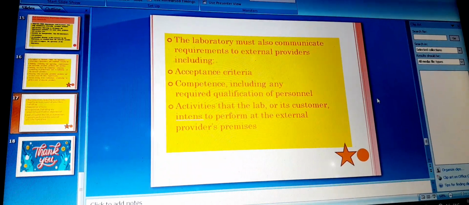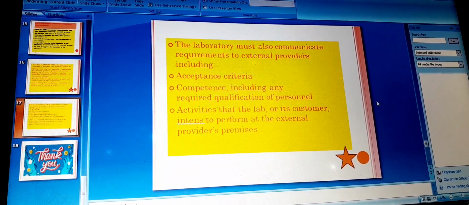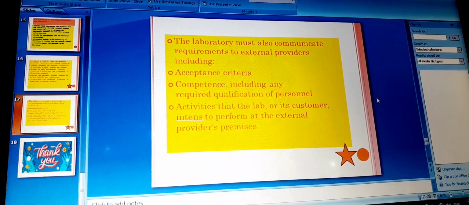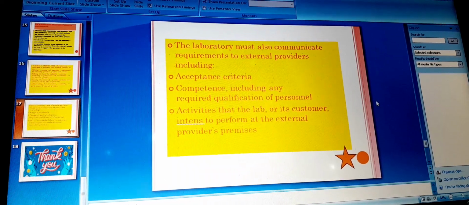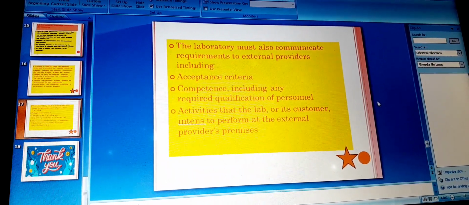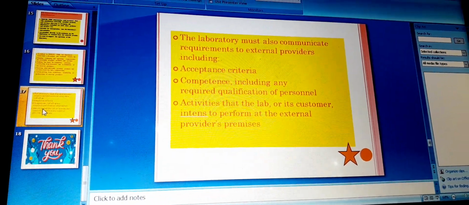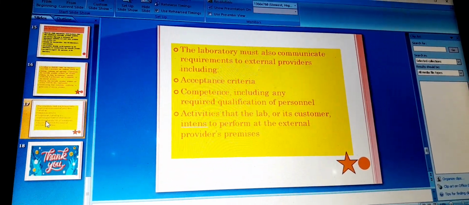The laboratory must also communicate requirements to the external provider, which include acceptance criteria, competency including any required qualification of personnel, and activities that the lab or its customer intends to perform at the external provider's premises. So this is all about clause 6, resource requirements.